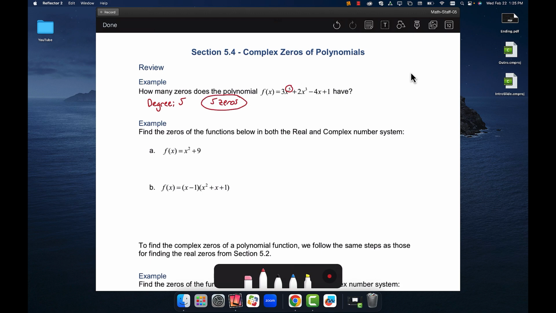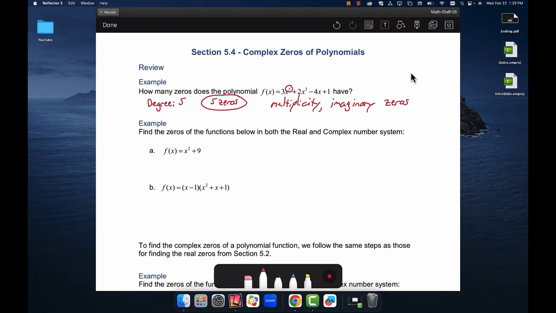However, please be aware that that may not be 5 distinct zeros. You may not have 5 unique zeros. This could be due to multiplicity, or it could be due to imaginary zeros. So, fifth degree indicates 5 zeros, but again, that may not be 5 x-intercepts. Those could be due to multiplicity or imaginary zeros.